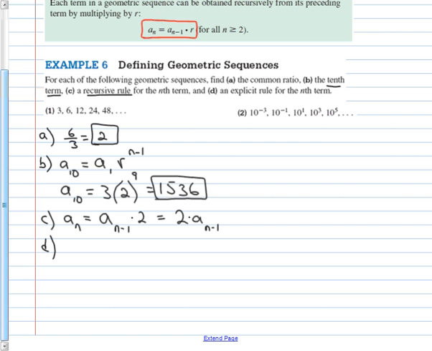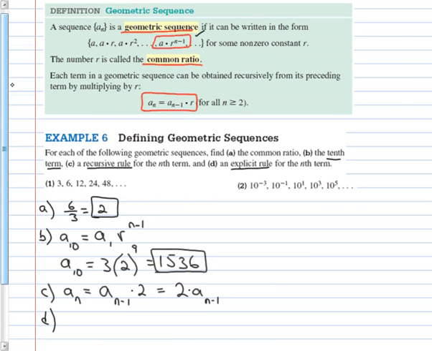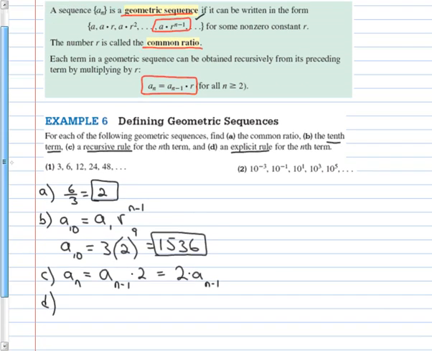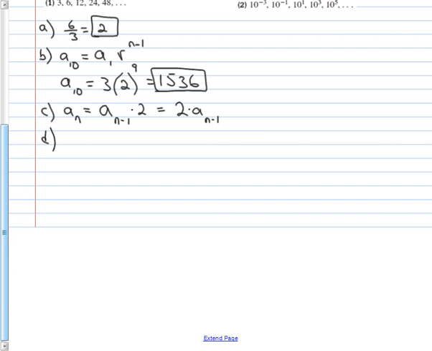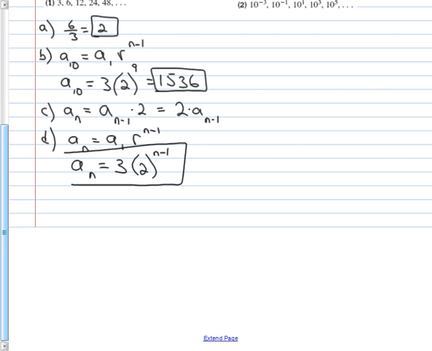And then they want an explicit rule for this exact one. So I'm going to be using this one right up here to make an explicit rule. So it's the same thing as part B. To get any term, I take the first term times the common ratio raised to the n minus 1 power. So to get any term, I'm going to take the first term, 3, times my common ratio, which is 2, raised to the n minus 1 power. That's all I can do there. That will give me any term on this one.